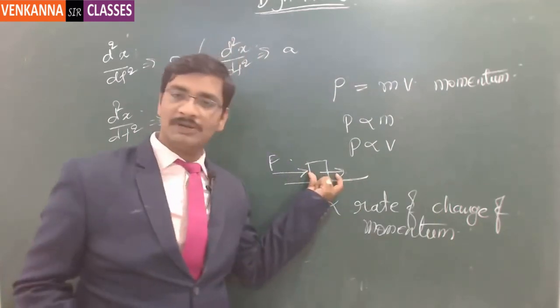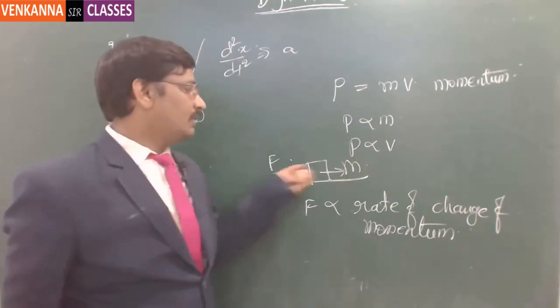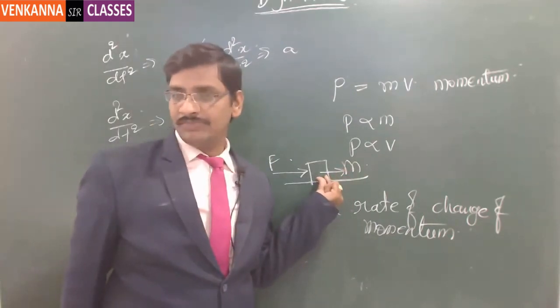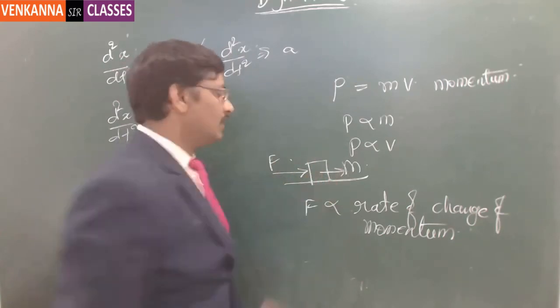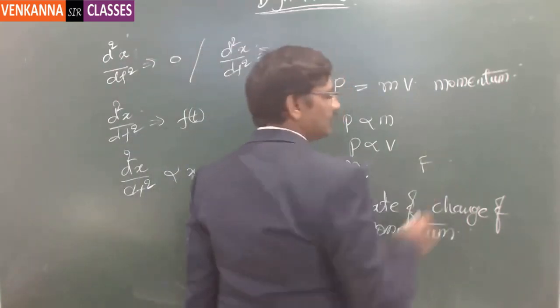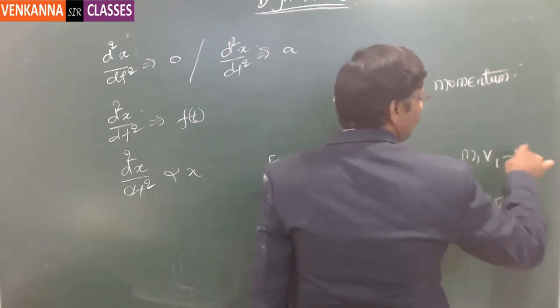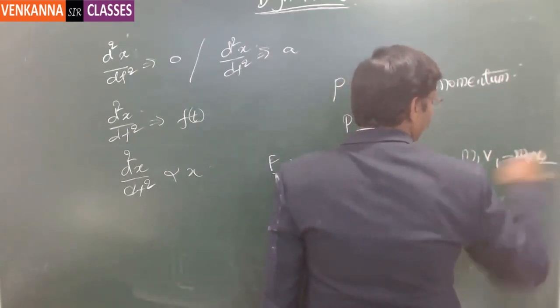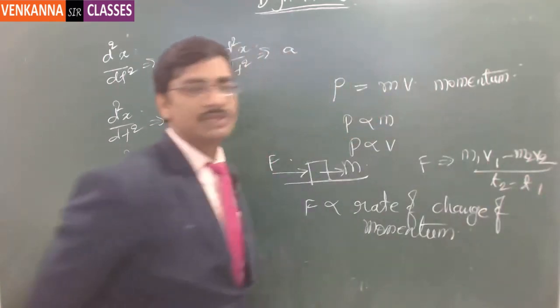Suppose I take this particular mass. Let us say the mass of this is m, and this mass is fixed here. If the mass is fixed, then the force applied is directly proportional to the rate of change of velocity. So (m1 v1 minus m2 v2) by (t2 minus t1). So this is the rate of change of momentum.